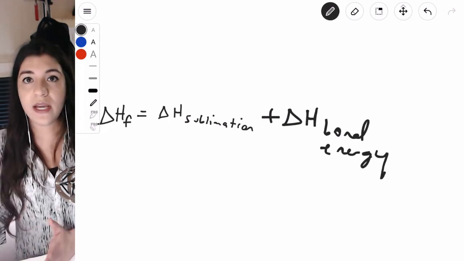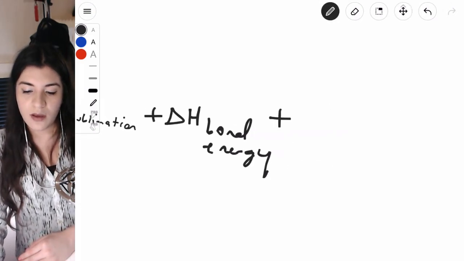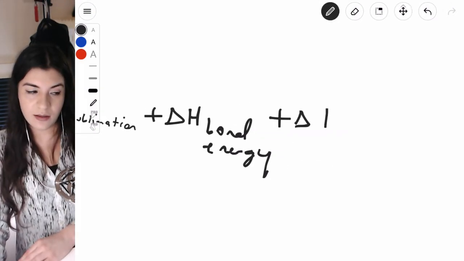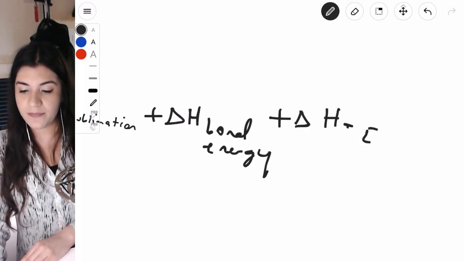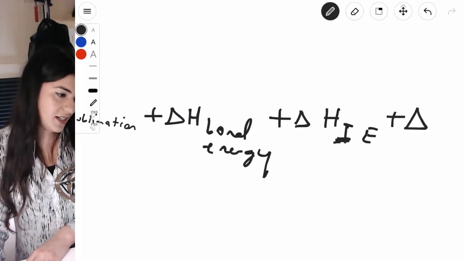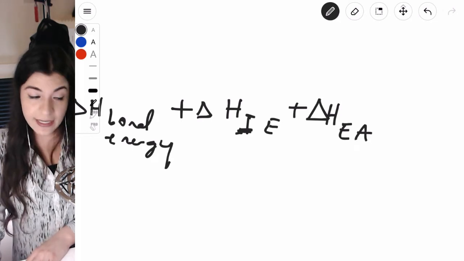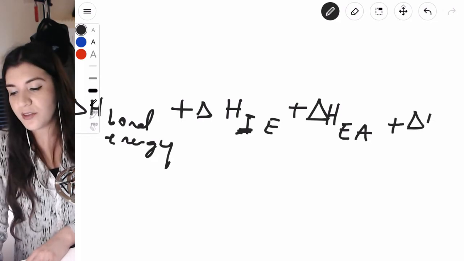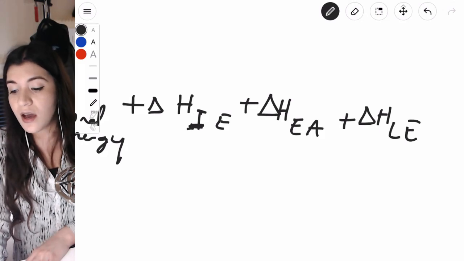Remember, bond energy is when we're either breaking or forming bonds. And then next, our change in enthalpy for ionization energy, I'm going to say IE, plus our change in enthalpy of electron affinity. And then lastly, our change in enthalpy of lattice energy, which I'm going to label LE.